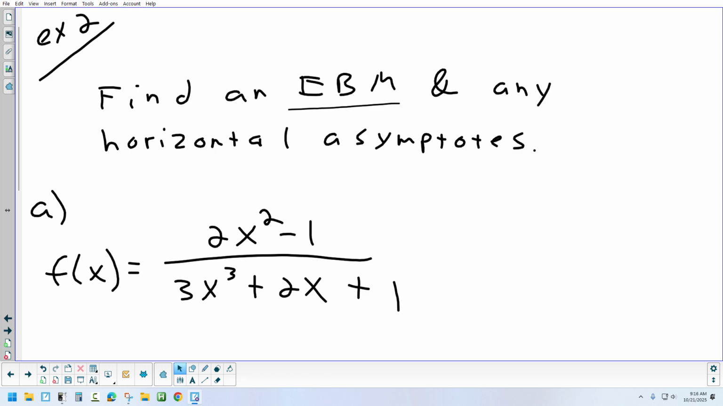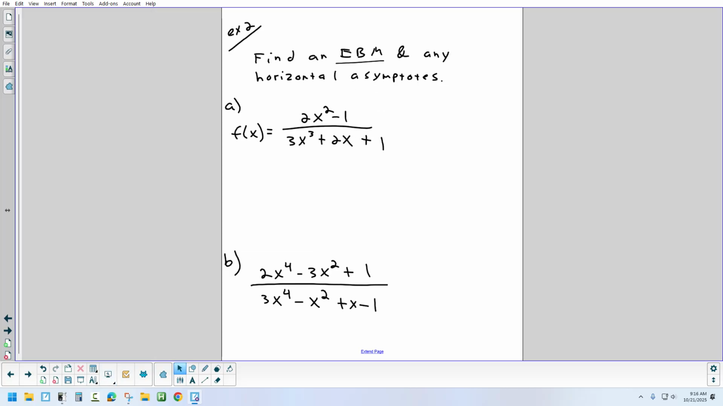So why don't you guys try that one? Take a minute, see if you can find the EBM. Actually, put up a couple of them. And don't worry about the horizontal asymptote yet. We're going to do that together. I just want you to see if you can find the EBM for each of those.